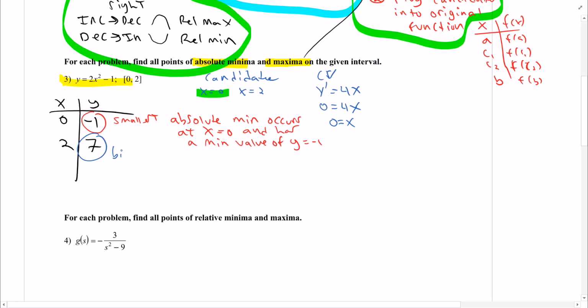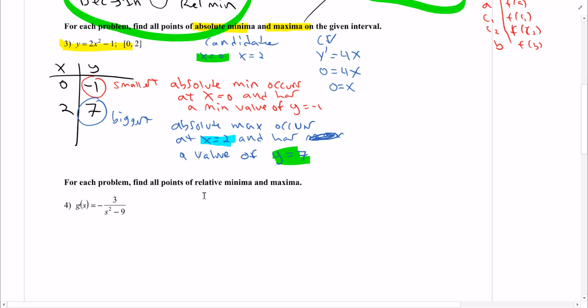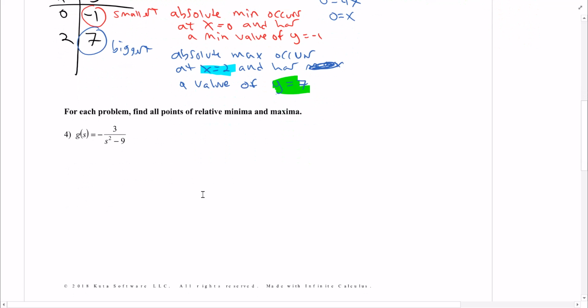Okay, here this is the biggest number, so the absolute max occurs at x equals 2 and has a max value of y equals 7. Again, this is the maximum value. This is where the maximum value occurs, right? It's a matter of where versus what.